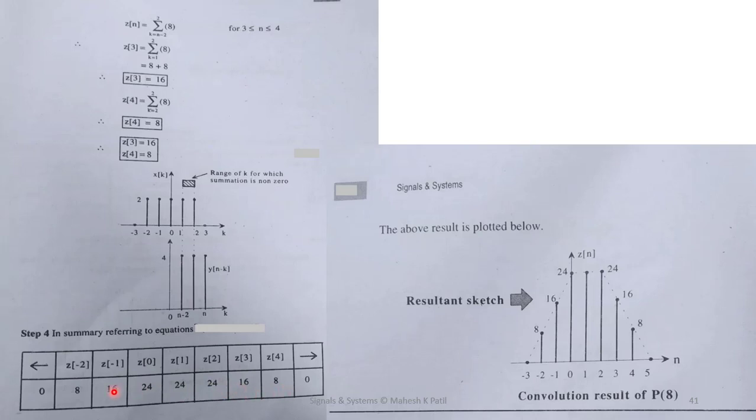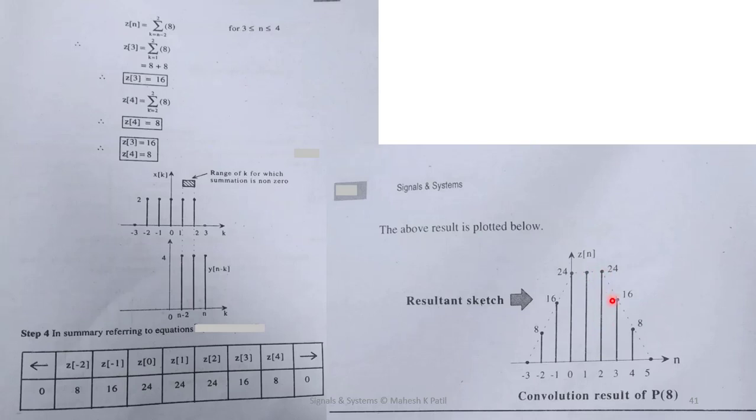So if you plot all these values, you will get the final output signal, that is z of n. We can observe this z of n here. So this value is 24 for 0, so it will repeat up to 2. You can observe here for n equal to 2 it is 24.